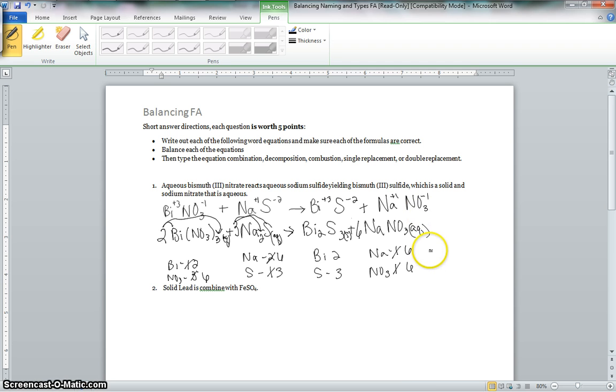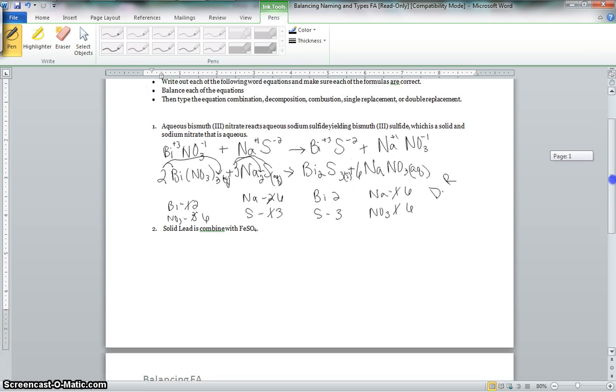The type of reaction is going to be a double replacement. The reason it's a double replacement is we have 2 things getting replaced here. We have the NO3 that's getting replaced with the sulfur, and the sulfur is getting replaced with the NO3. So hopefully that clears things up a little bit.